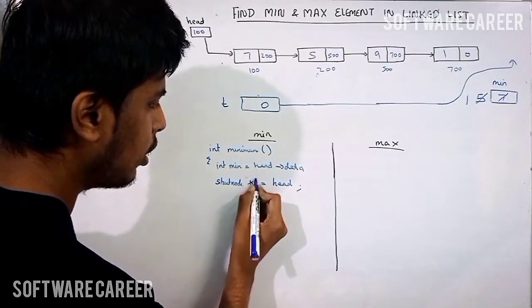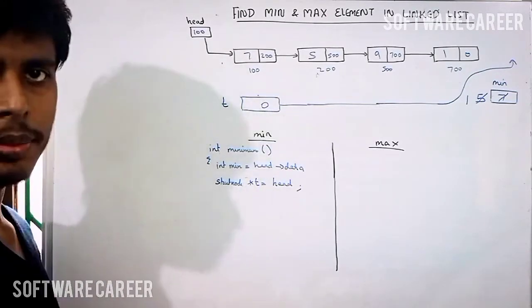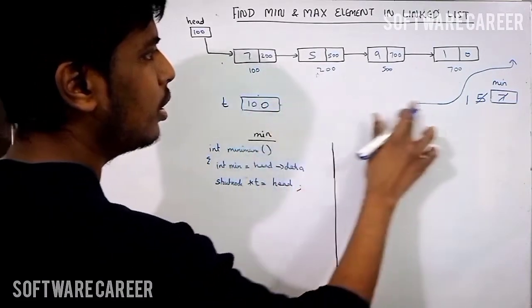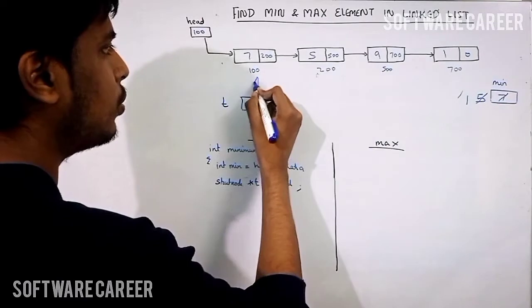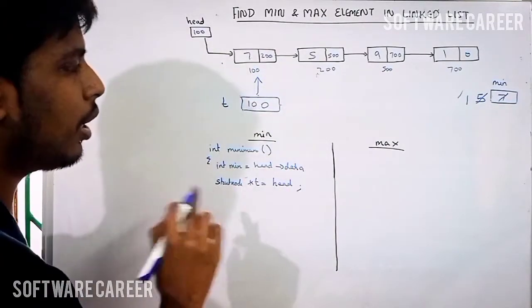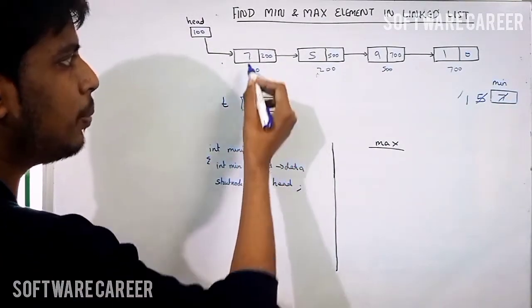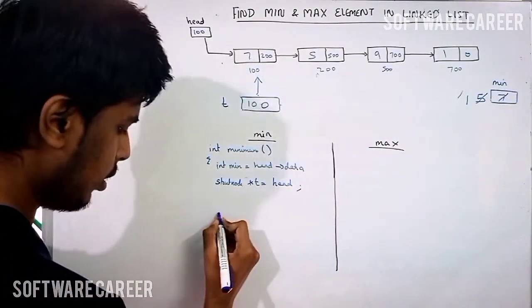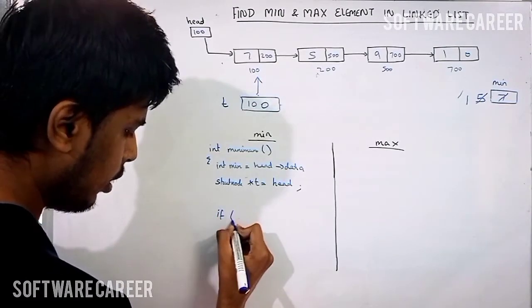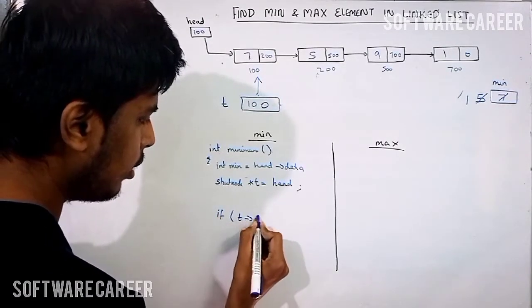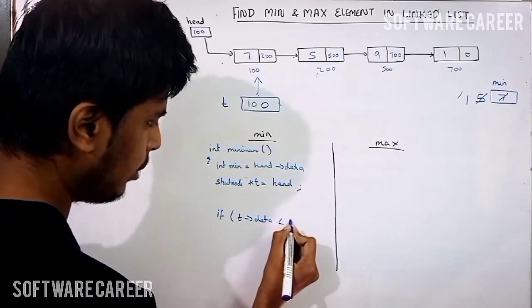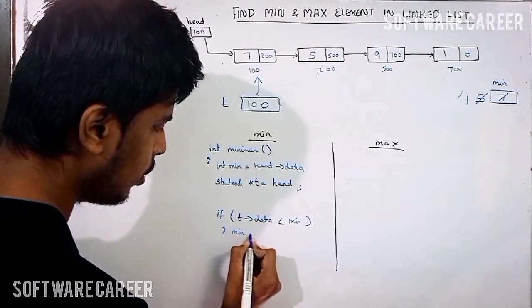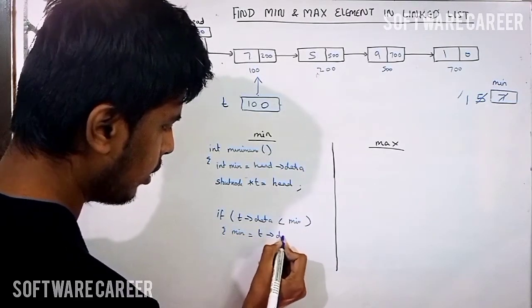This is pointer t. This is the second step. Now suppose let's say this is 100. Now this is pointing towards the first node. Now what you did at starting, you compared the data present in this, whether 7 is less than minimum. So that step I am writing, see here: if t data less than minimum, then minimum equals t data.